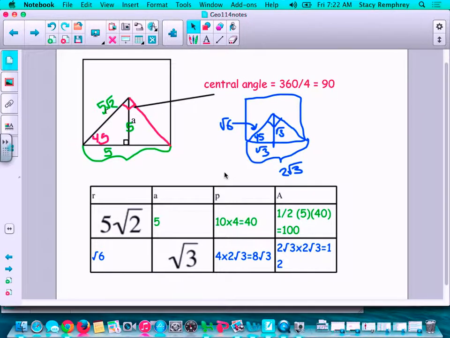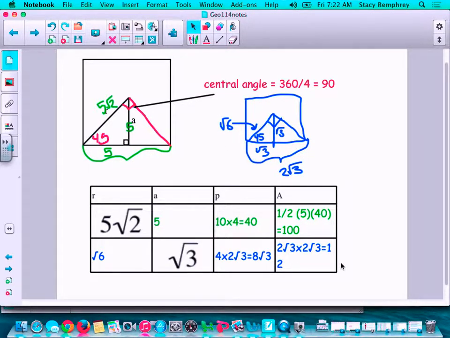Over here in the green, everywhere you see green is me working through this first row. I had this at 5√2. Using special right triangles, I found the apothem was 5, and this side of that triangle was 5. Since this side is 5, the entire side is 10. So the perimeter is 10 times 4. For the area in the green, I used 1/2 the apothem multiplied by the perimeter, and I got an area of 100.